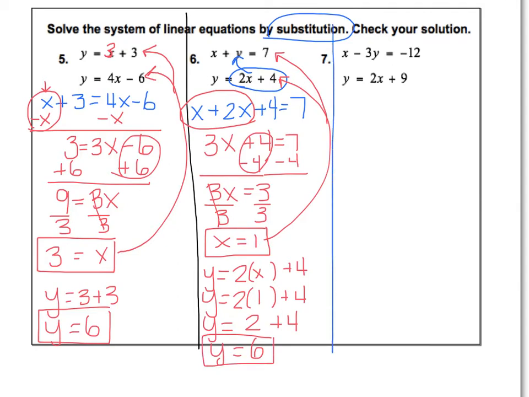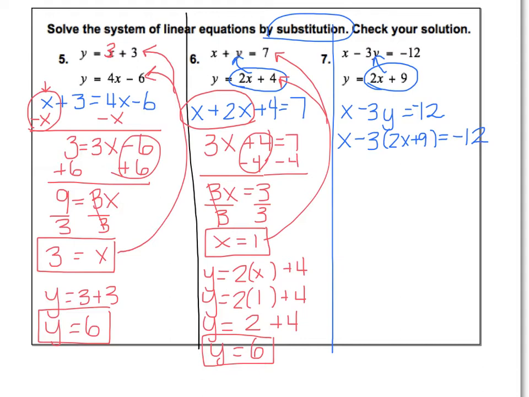If we move on to problem 7, this one gets a little bit more complicated because we have to apply the distributive property, and I'll show you how that plays in. So I look at both equations, and the equation that has the y by itself is the one on the bottom, 2x plus 9. Wherever I see that y in the second equation, I'm going to plug this in. So instead of x minus 3y equals negative 12, I'm going to plug in what that y equals. So x minus 3, instead of y, I'm going to plug in 2x plus 9 equals negative 12.